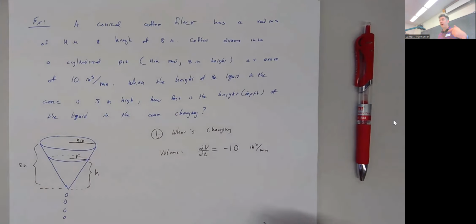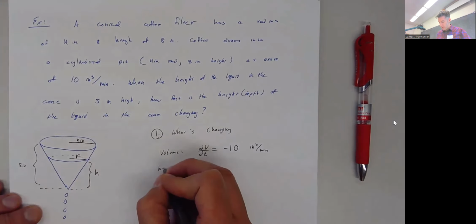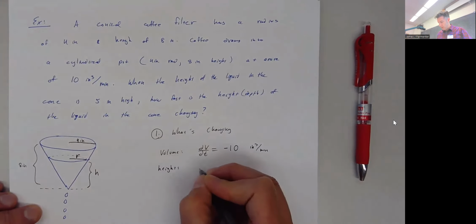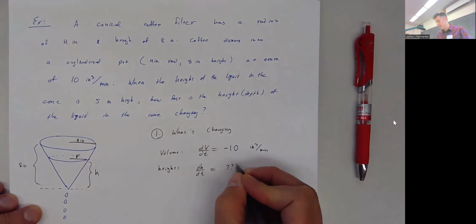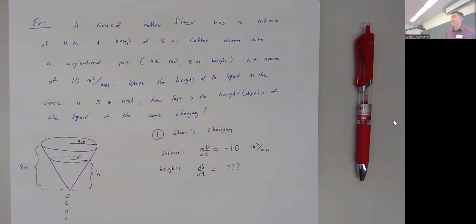And then we're being asked about how the height is changing, or the depth, if you want to call it the depth. We want to know the rate of change of the height. Based on what I just said about the volume changing, are we expecting the rate of change of the height to be positive or negative? Is the height increasing or decreasing? Decreasing, definitely, we're draining this thing to get all the coffee out. In the cylinder, the height will be increasing, because the coffee going into the cylinder will make the height level rise. But in this situation, it's decreasing.